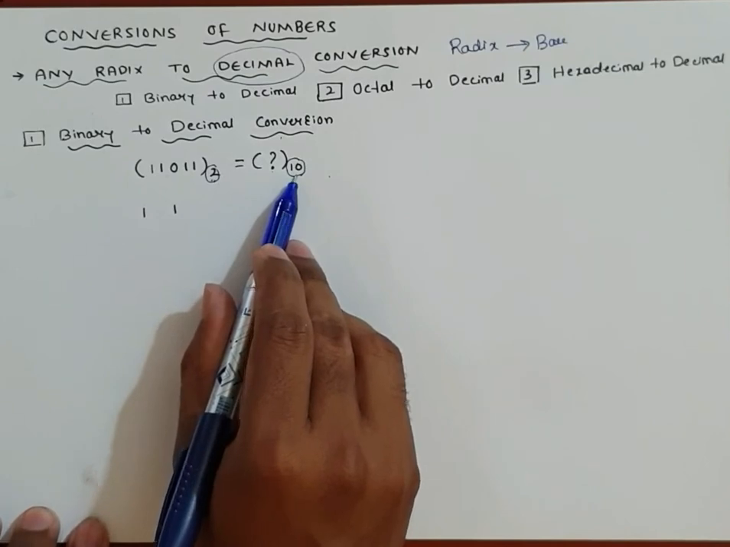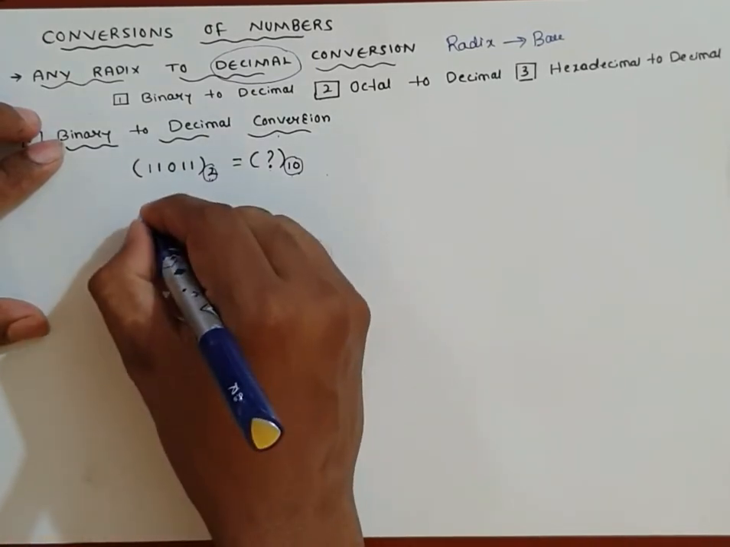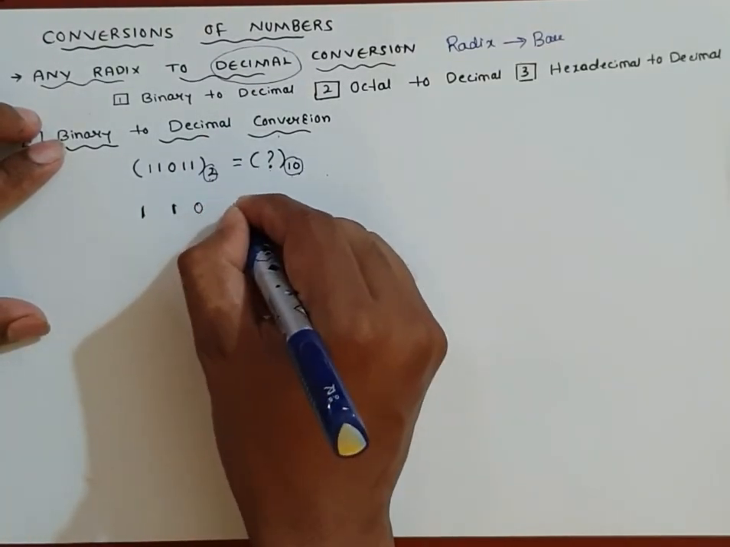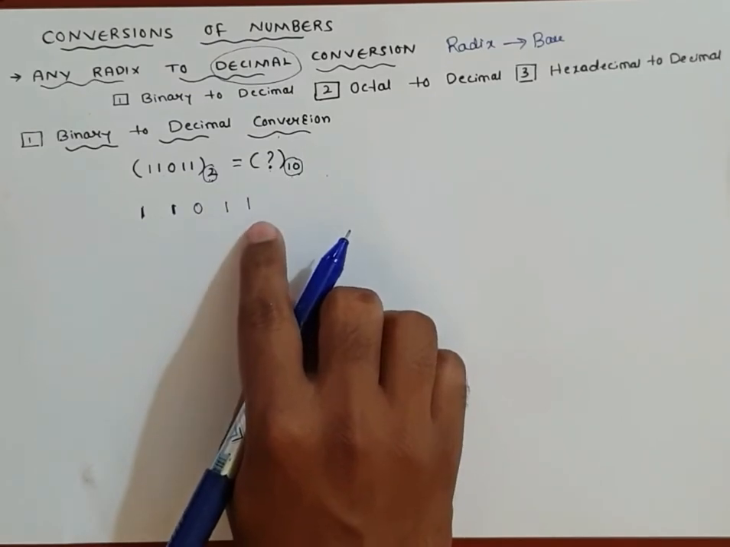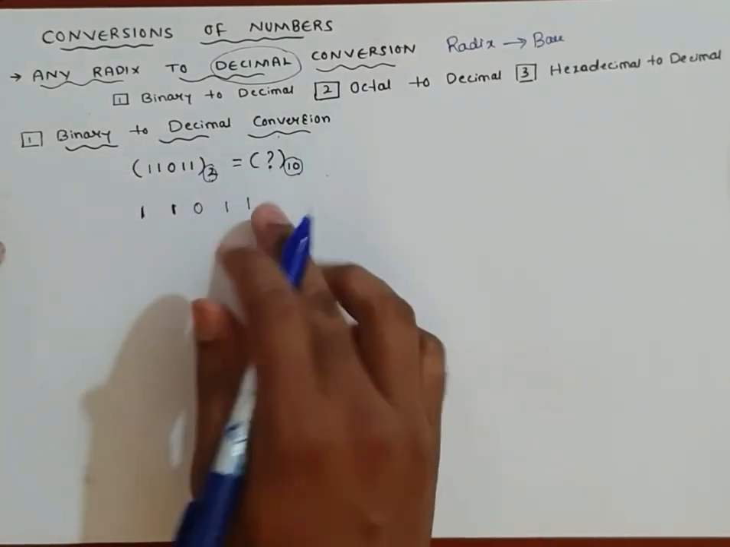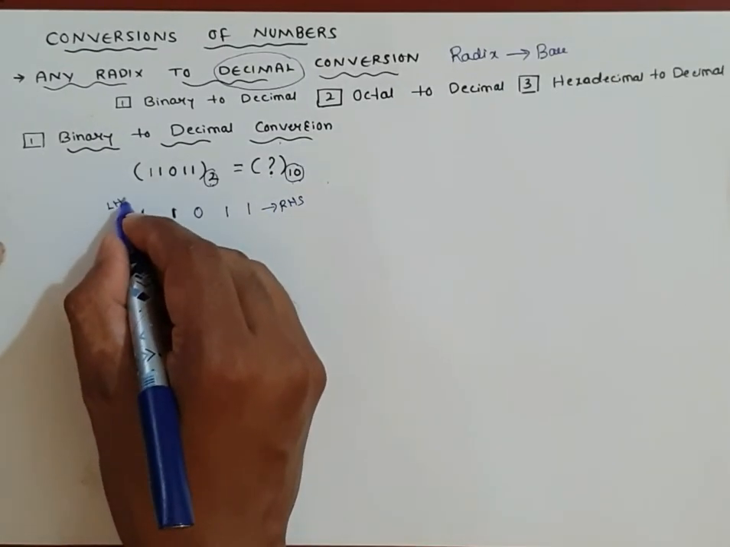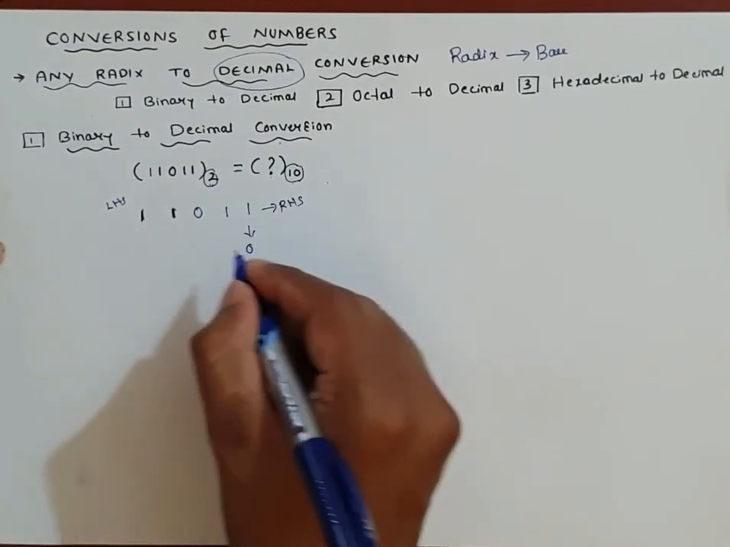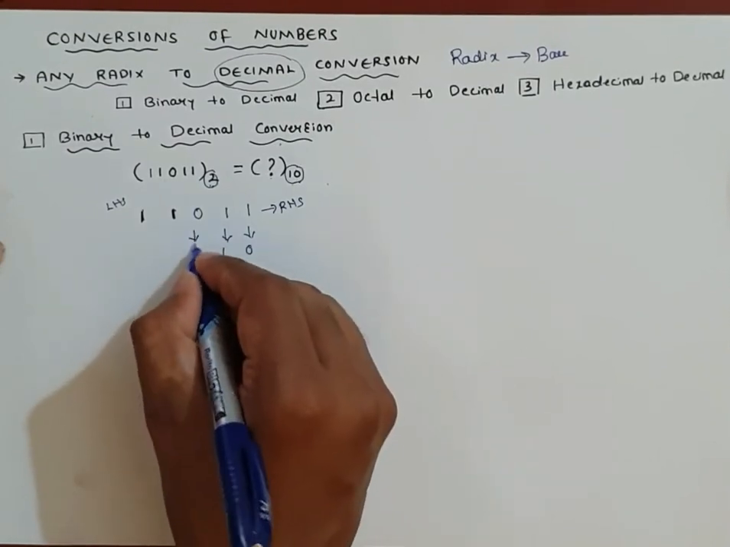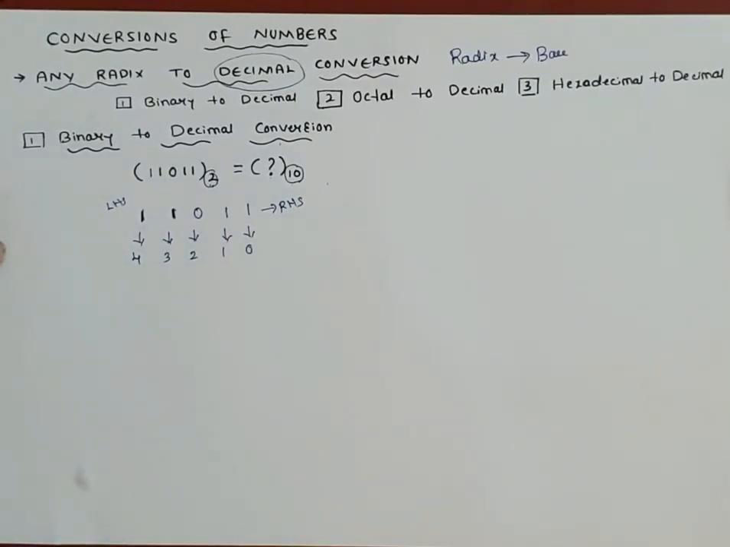So the first step is take the given binary number, that is 11011. Next, find the positions. What is the meaning of position here? From the right hand side, so this is right hand side and this is left hand side. From the right hand side assign the position. This is 0 position, and this is first position, and this is second position, and this is third position, and this is fourth position.